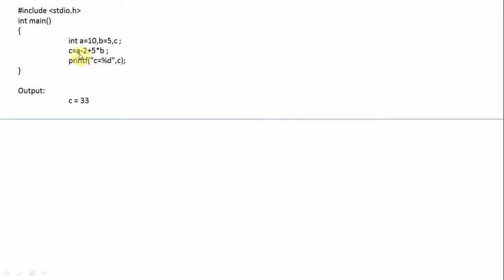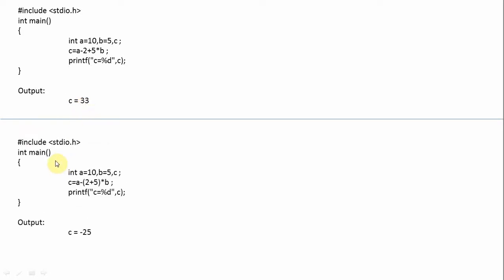So we will be evaluating A minus 2 sub-expression. Now the value of A happens to be 10. So 10 minus 2 is 8. Now the other side has yielded 25. So 8 plus 25 is going to be 33. So when I will get the value of C printed on the screen, it's going to be 33. So the output is C is equal to 33.